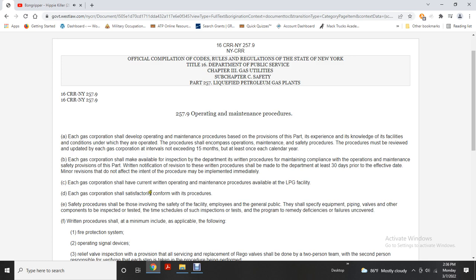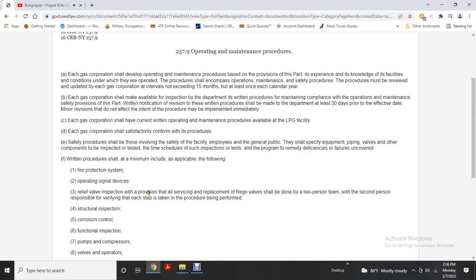Every safety procedure involving the safety of all facilities employed by the general public shall specify the equipment, pipe, and other components involved, and inspection and testing time schedules, with such inspection and testing programs, remedial deficiency failures uncovered, and written receipts. The minimum shall include the applicable fire protection system, operating signal device, and relief system.